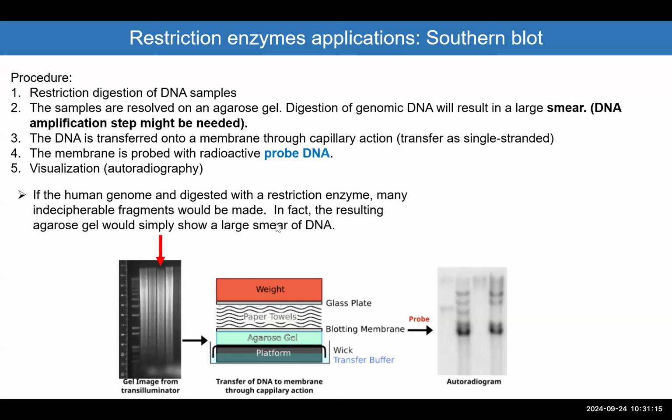Now, when you transfer it from the gel onto the nitrocellulose membrane by the transfer process, you will end up adding the probe, and you detect only the bands that the probe will bind to. So that's the power of this technique.